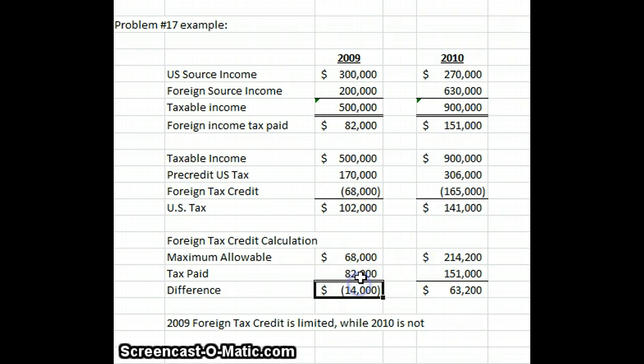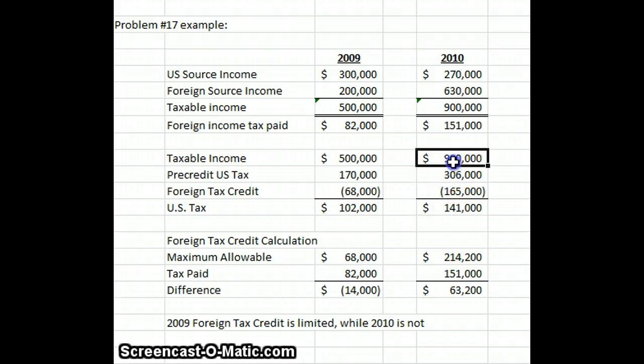The tax I actually paid is $82,000. So I have a $14,000 difference or carryover that I can't deduct this year. So my foreign tax credit is going to be the $68,000: my $200,000 divided by $500,000 times my pre-credit tax of $170,000 gives me $68,000 there. My U.S. tax payable is $102,000.